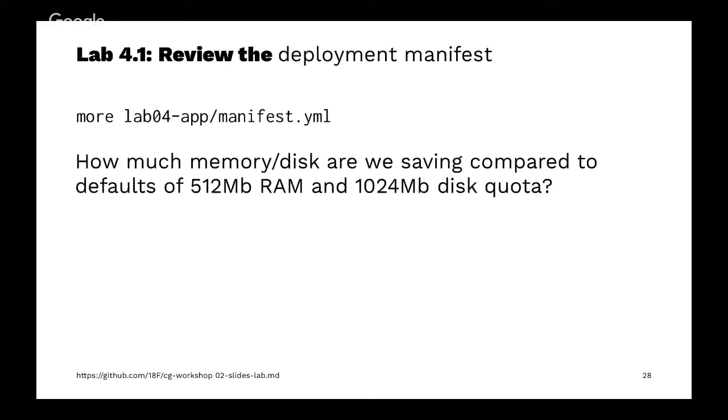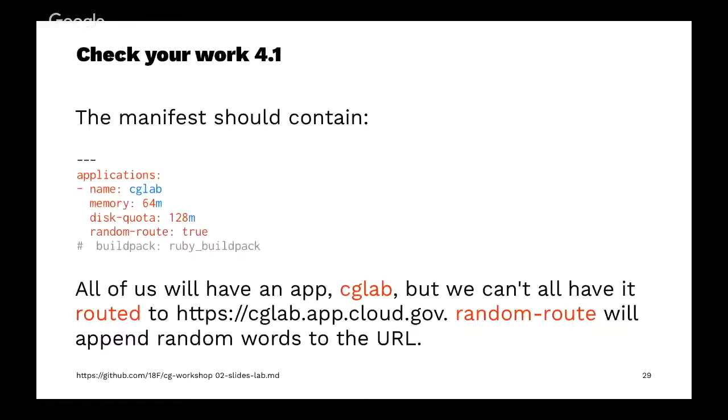So take a look at the manifest.yaml and determine how much memory and disk this application is using compared to the defaults of 512 megabytes of RAM or a 1024 megabyte disk quota. And if you take a look at that, you see that we specified in the deployment manifest quite a bit less than that.